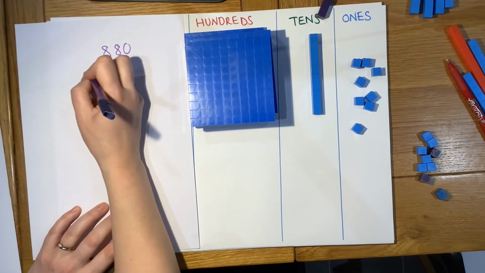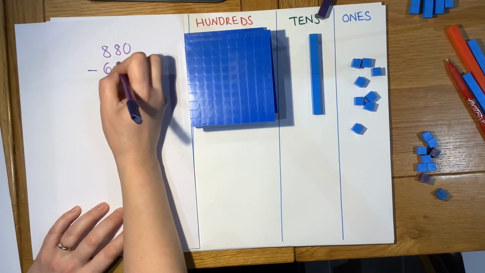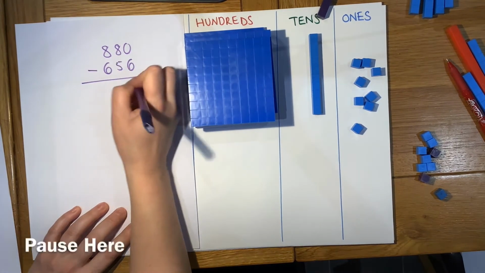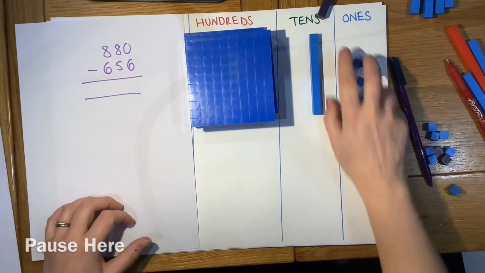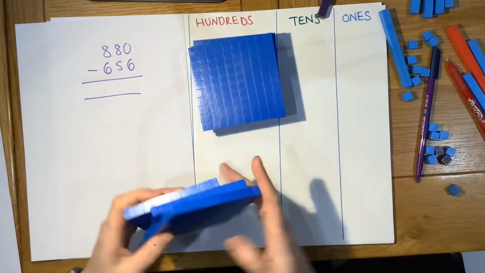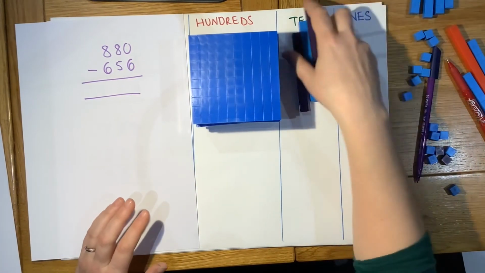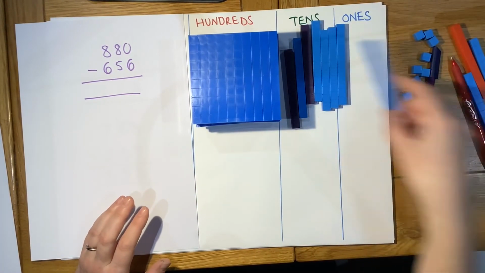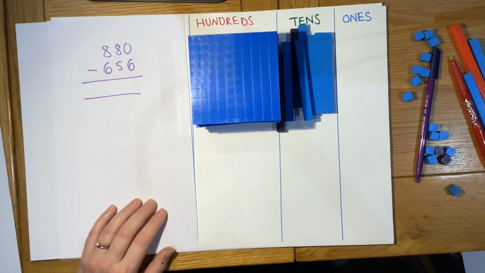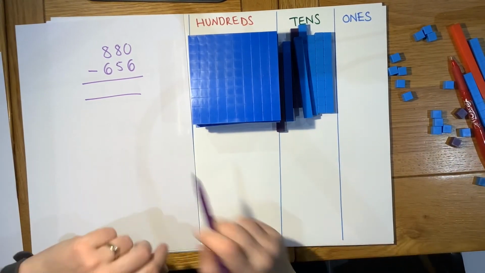880 take away 656. Pause the video and have a go. Okay, I'm going to build the top number: 8 hundreds, 8 tens, and 0 ones. Okay, let's start with the ones then.